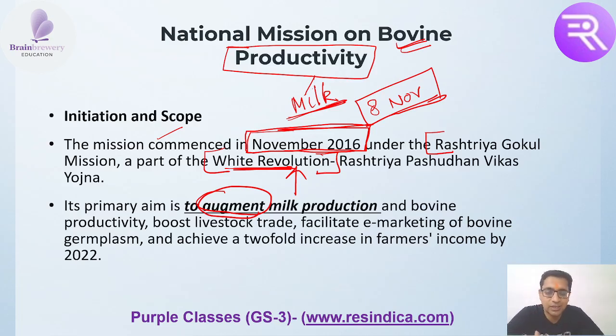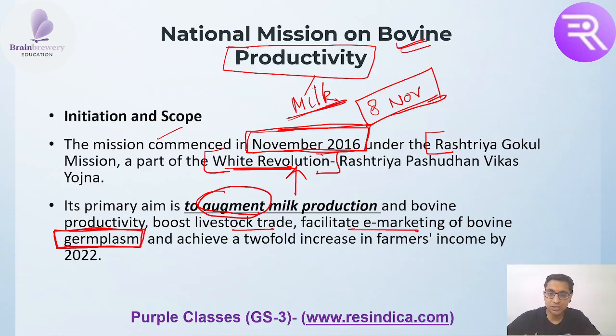By properly crossing that animal, by providing them with better quality feed stock, by providing a disease control program and proper vaccination, and providing the best quality environment to these bovine species, right? So with this production we will be able to boost productivity, livestock trade will increase, e-marketing facilities will be facilitated, and we will be generating good germplasm which is used for injecting high quality sperms to the bovine species.